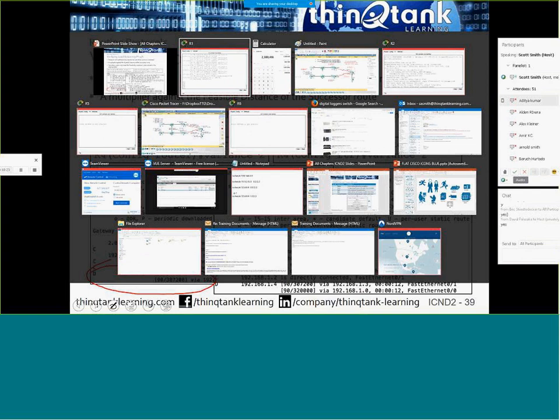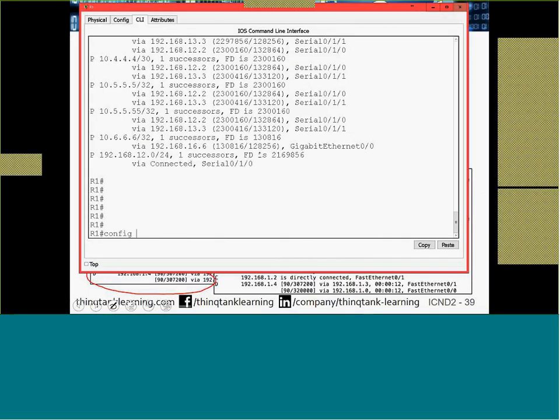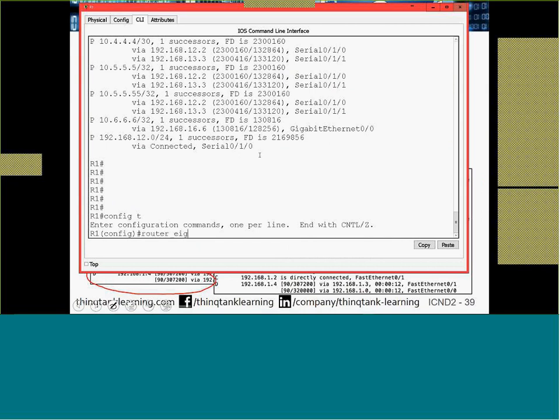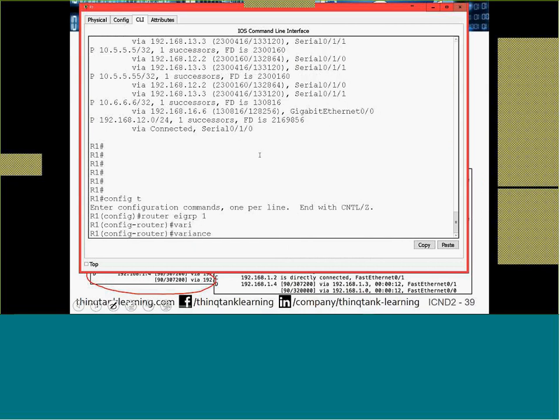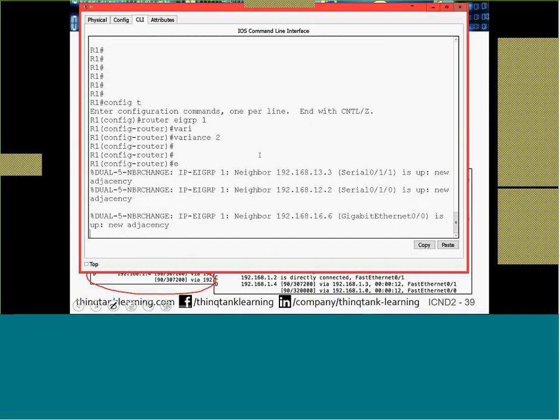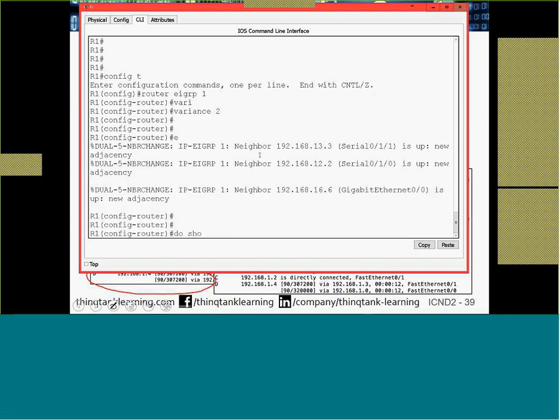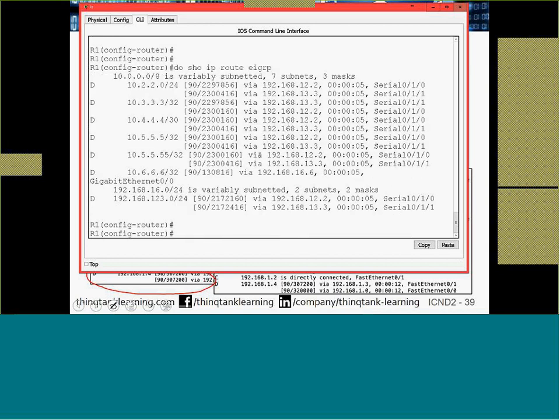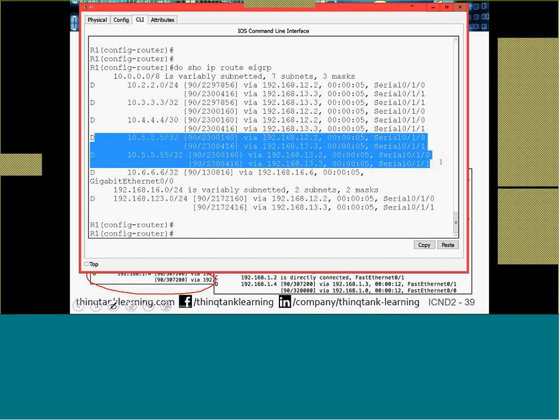So I'm going to go into router number 1, config T, router EIGRP 1, and I'm going to say variance of 2. And now if I do a show IP route EIGRP, I am now load balancing again. And I'm doing unequal cost load balancing. You can see it's unequal cost because the metrics are different. So what the heck is variance?